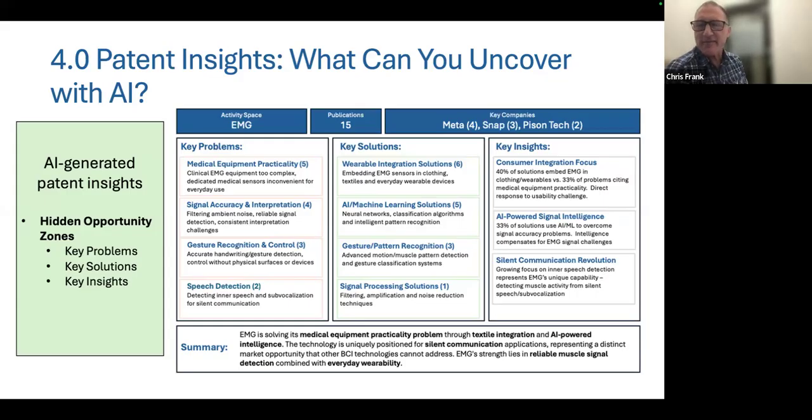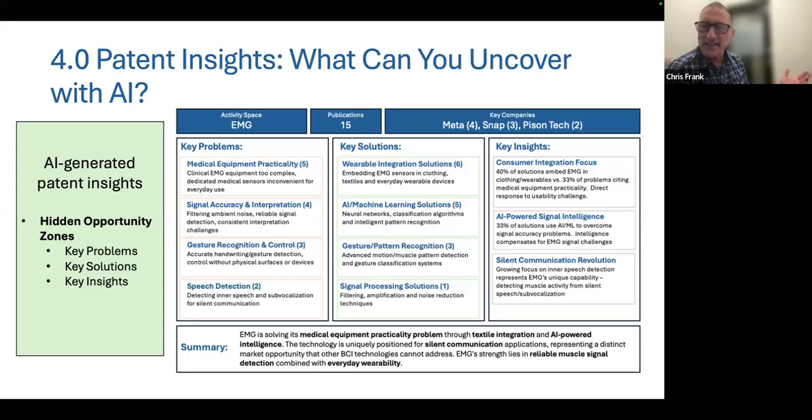And then in this case, the key insight from our AI-generated insights is a consumer integration focus. 40% of the solutions embed EMG in clothing and wearables, okay? And they're citing problems with medical equipment practicality. So even in the medical equipment world, the requirements are too strict. We need to have easily embeddable EMG sensing in clothing and wearables.